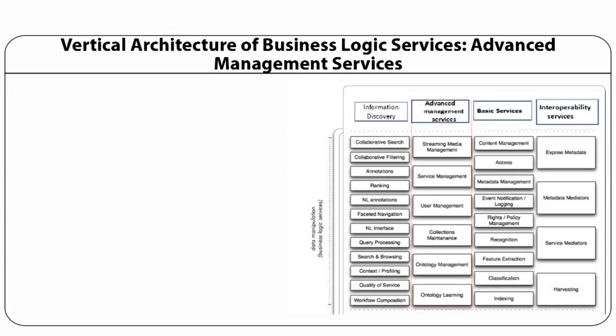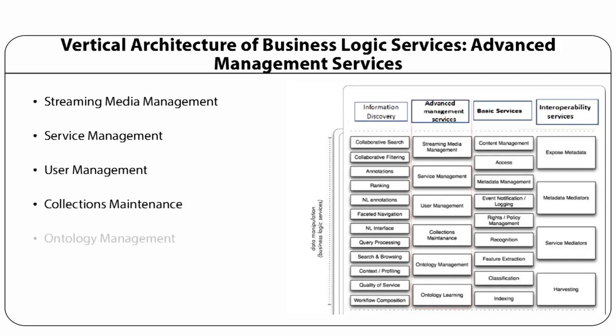Advanced management services. Advanced management services are mostly accessible by the librarians and library administrators. They deliver service, user, collection and streaming media management. Librarians can also manage the set of ontologies deployed in the semantic digital library. They can also invoke ontology learning process on the corpus of recently added resources. Streaming media management, service management, user management, collections maintenance, ontology management and ontology learning are the parts of this service.